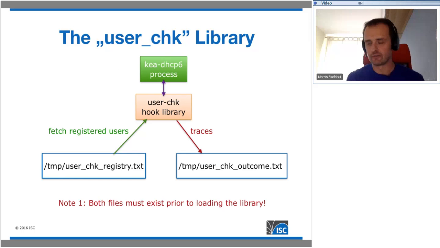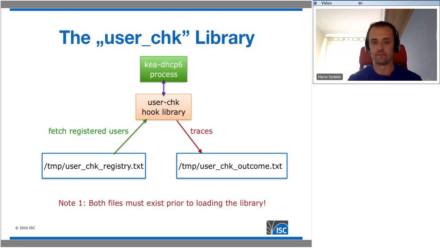A very simple architecture we're going to use. So we're going to have a DHCP v6 server process with the user check hook library attached to it. How to attach the hook library or how to force the server to load the hook library I'll show in a minute. But from this picture, you have to gather that the Kea process, the DHCP v6 server process, has a bi-directional communication with the user check library.